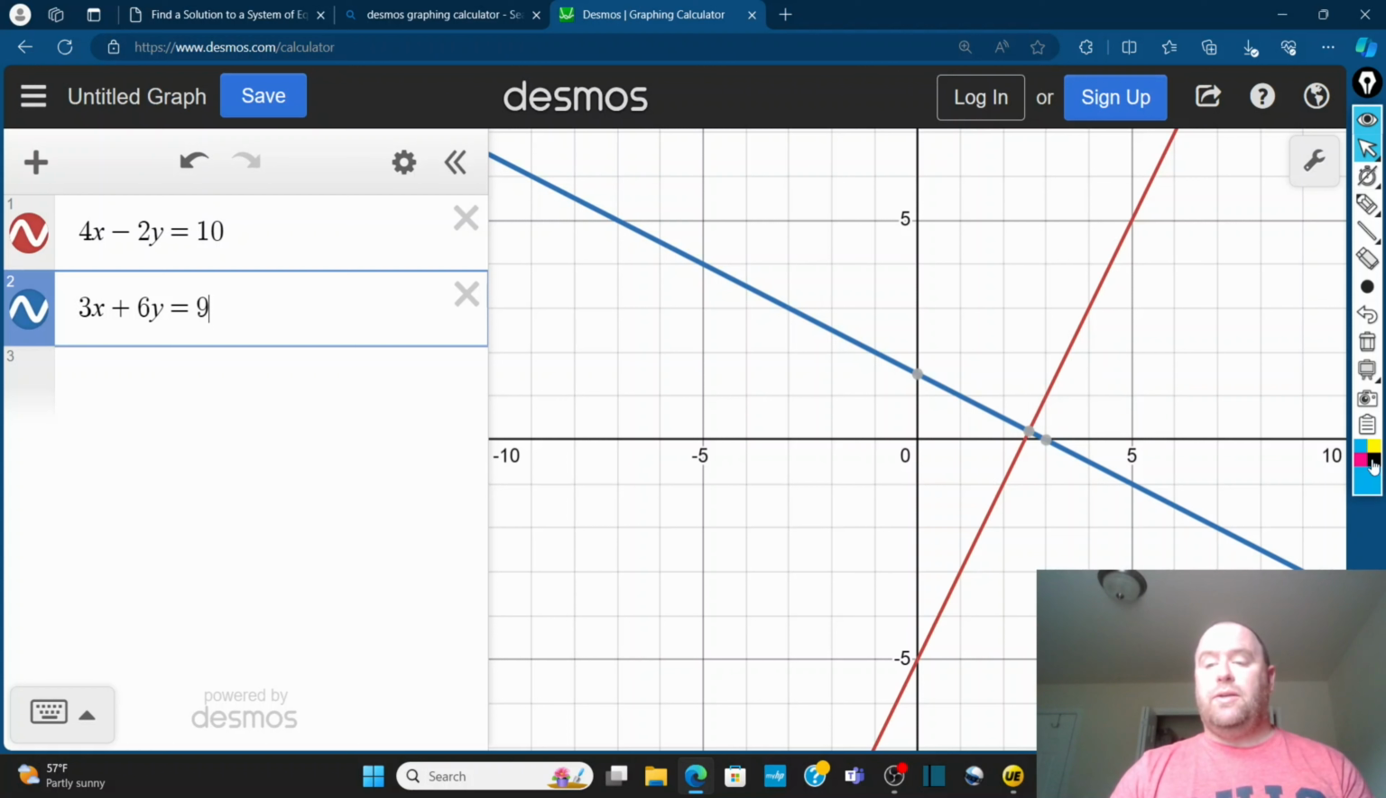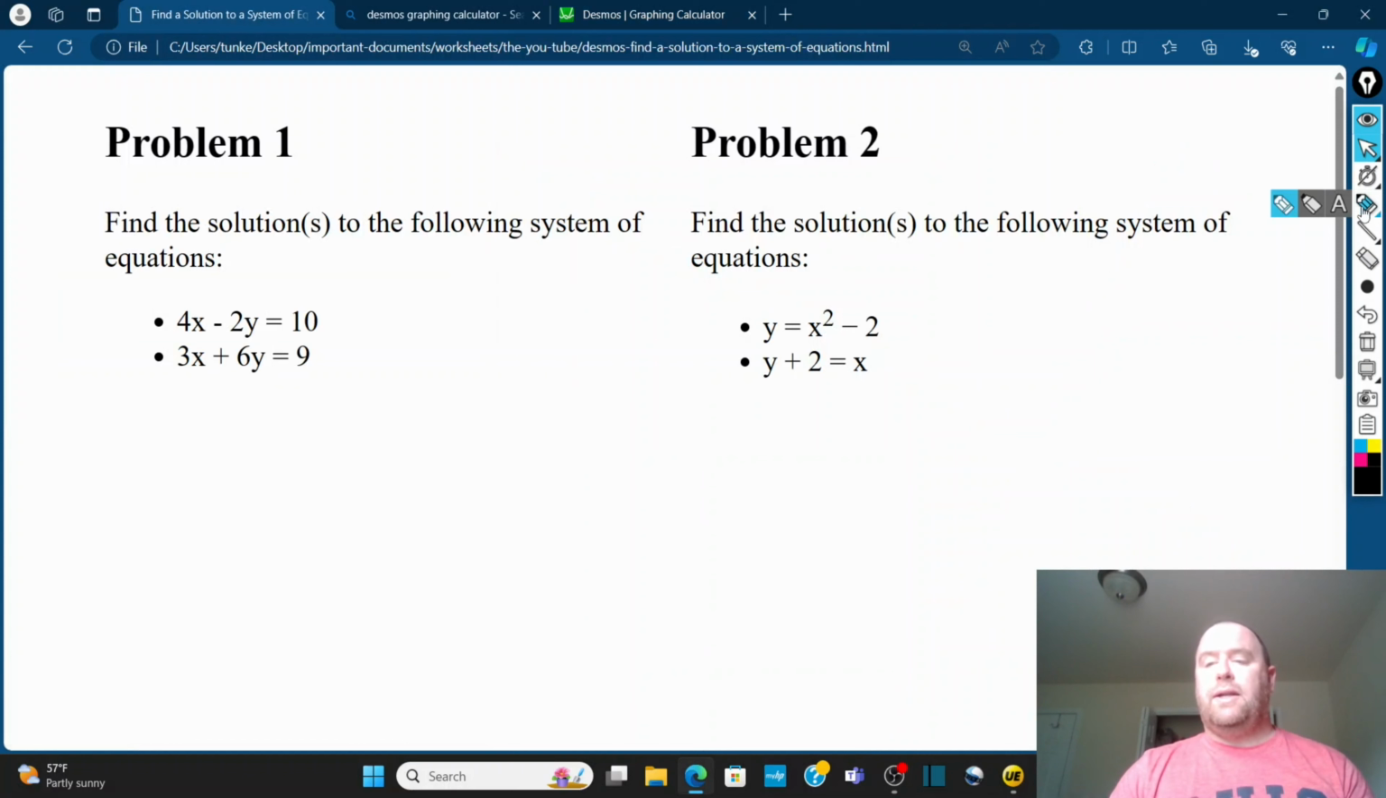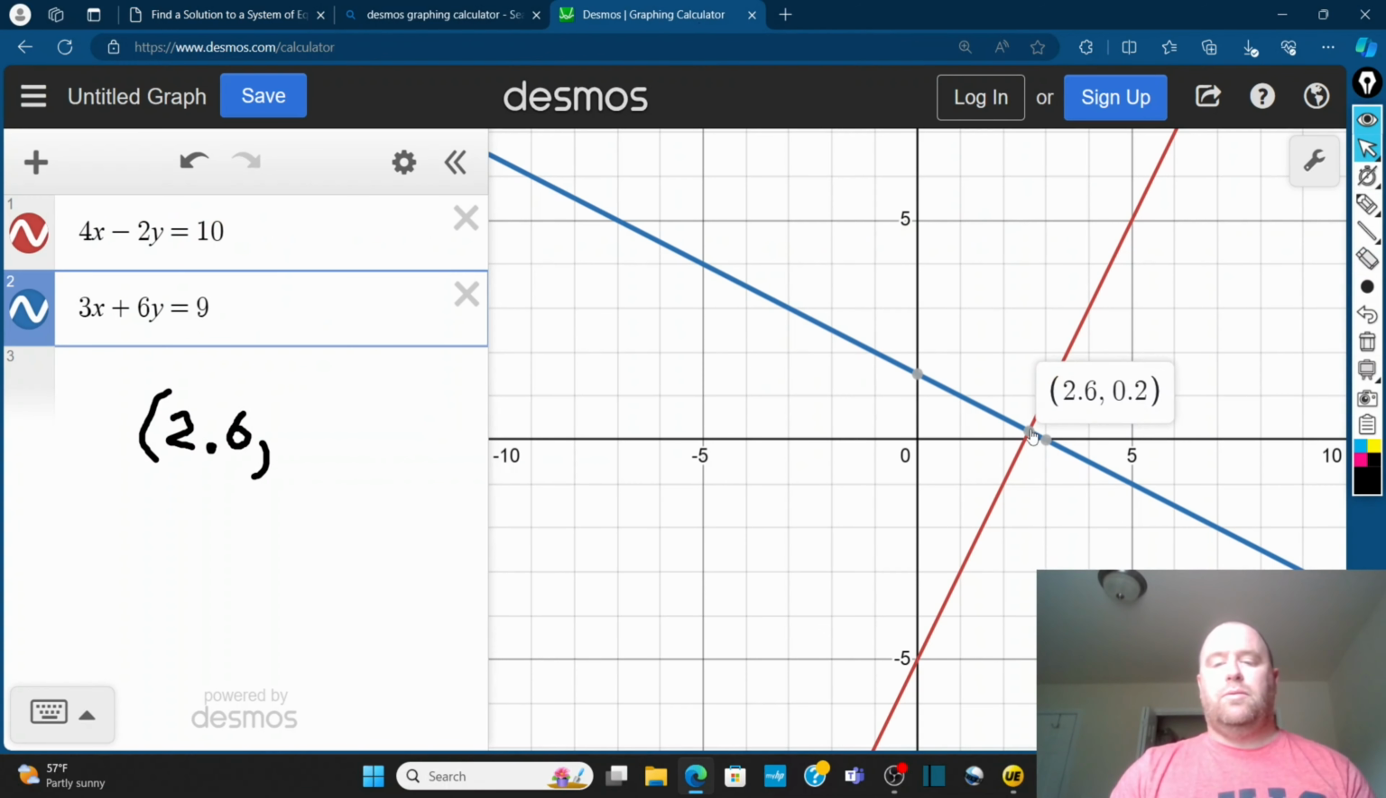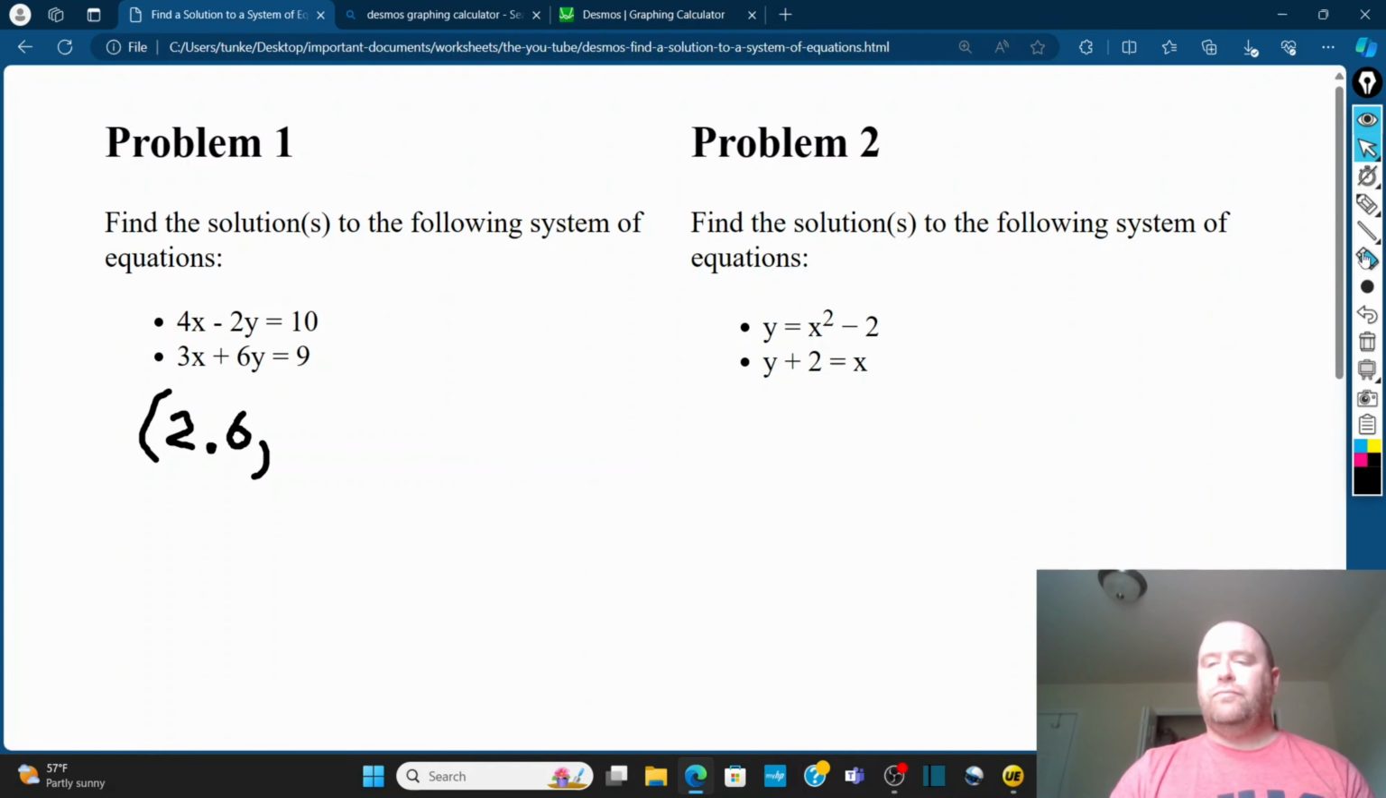So the solution here is, we could just go over here and write it. It's going to be 2.6 is the x coordinate. This is a point, and then 0.2. I believe it's 0.2. Let's just check. 2.6, 0.2. Yep. 0.2 is the y coordinate. So 2.6, 0.2 is your point.